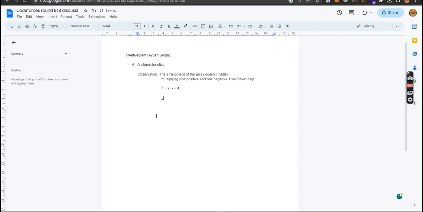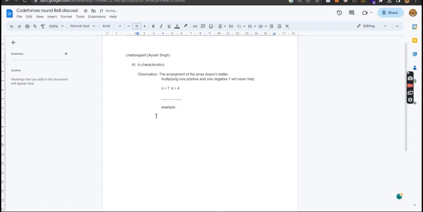Suppose the array looks something like this: 2, 3, 4, 5, 6, 7. You can basically traverse the array and place 1 in the prefix and -1 in the suffix, and calculate the answer for that arrangement. If it's equal to 4, then you can print the answer. Else, if you don't find any arrangement whose A characteristics equals k, then the answer is going to be no. So yeah, let's take an example.